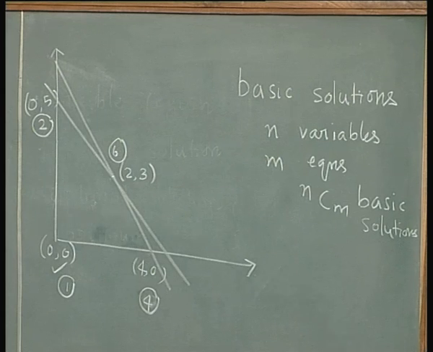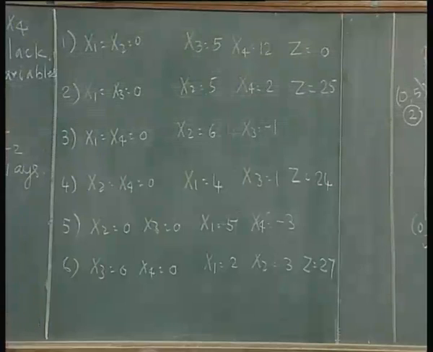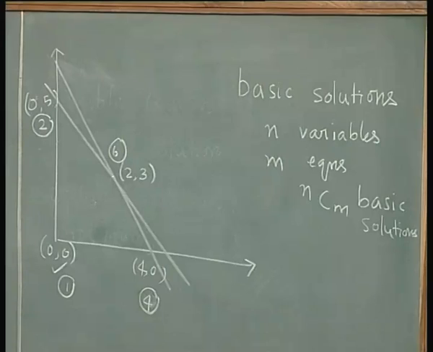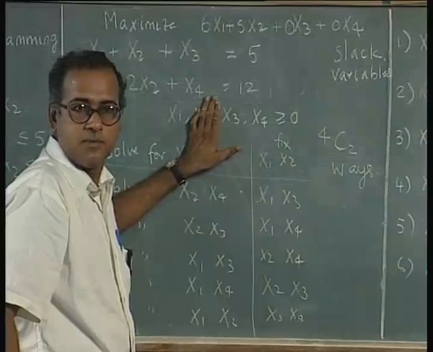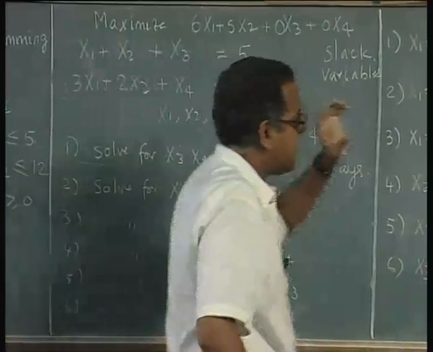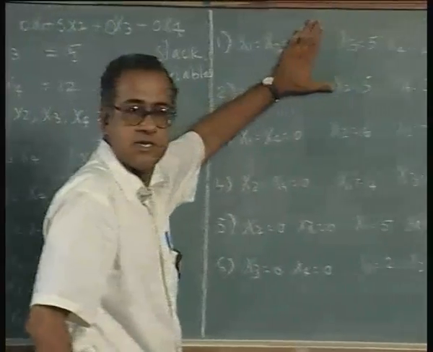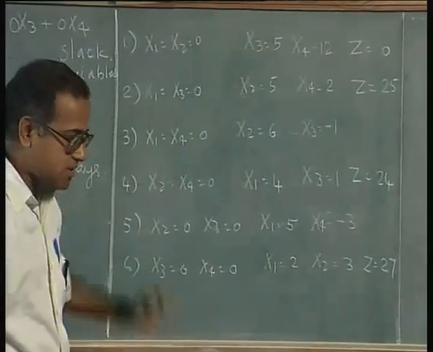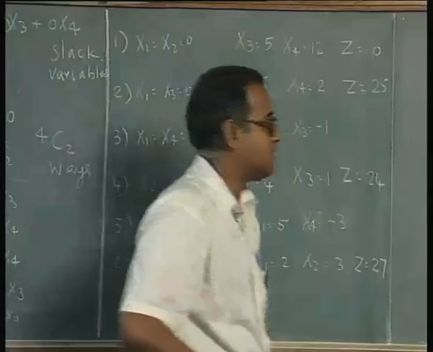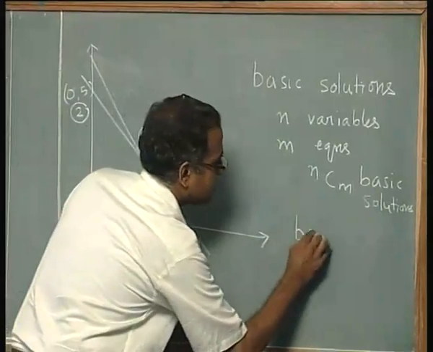So, what is a feasible solution? Any solution that satisfies all the constraints including the non-negativity is a feasible solution. Out of these 6 we find that we have 4 solutions that are feasible. Those basic solutions that are feasible are called basic feasible solutions.